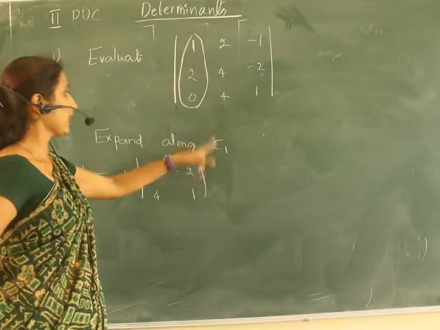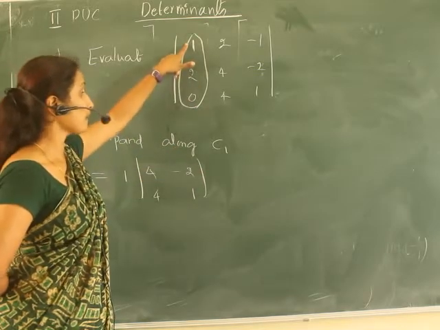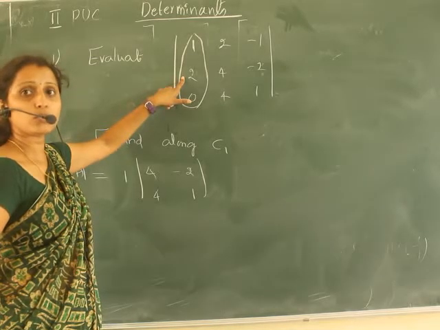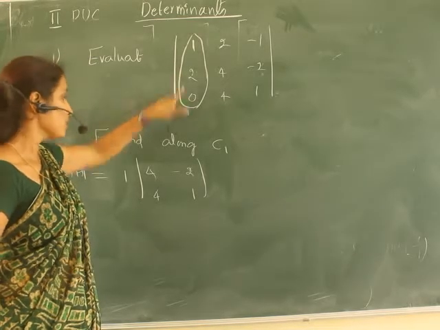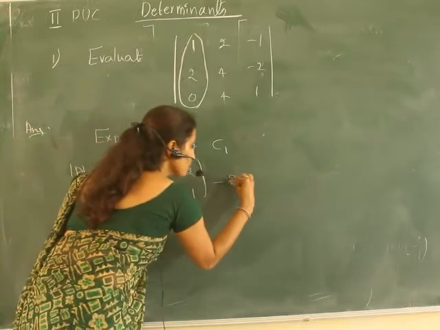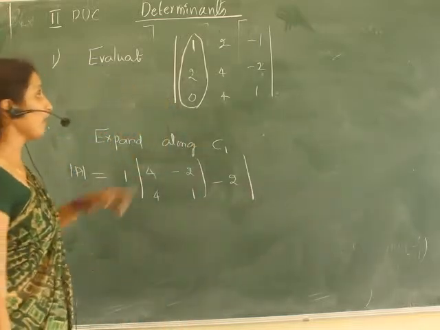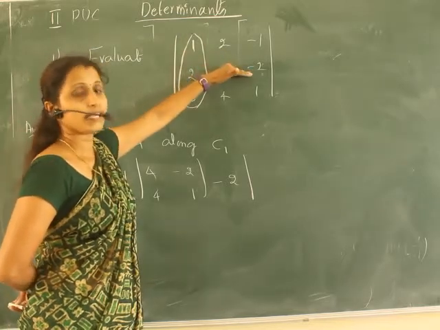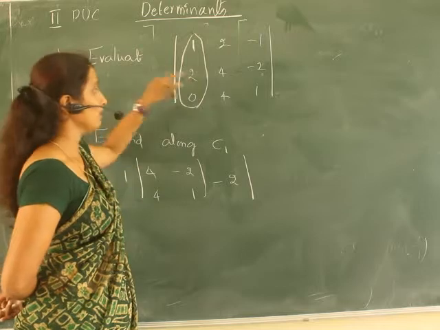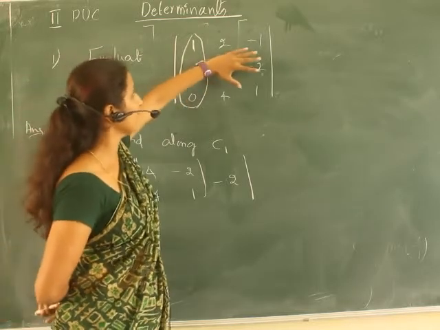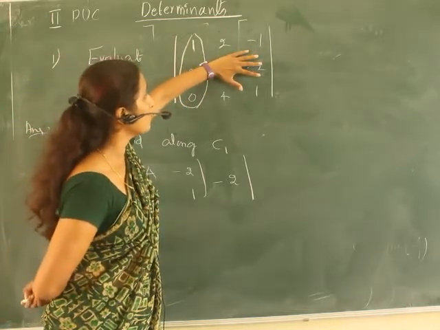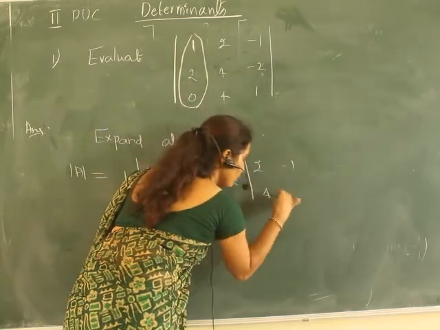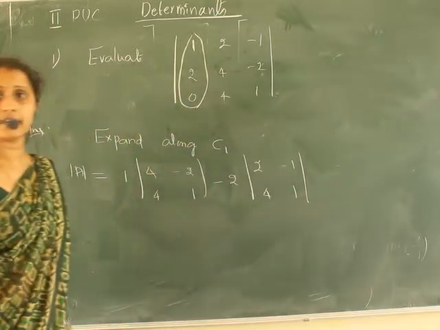Next, expanding along C1, the position is a21, so minus 1 to the power 2 plus 1 is minus. So this becomes minus 2 into, now I have to delete the second row and first column. If I delete this, what is remaining? 2 minus 1, 4 1.